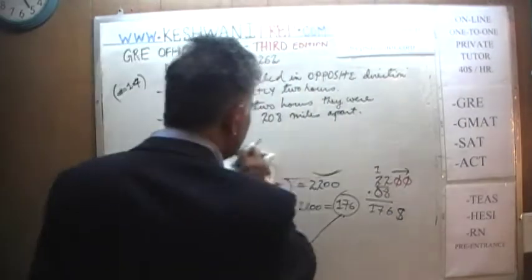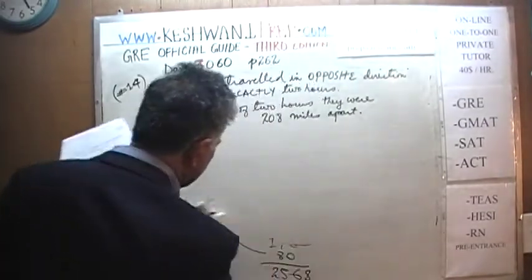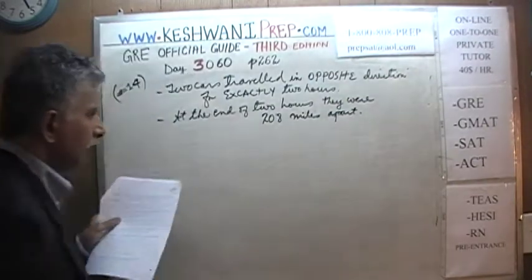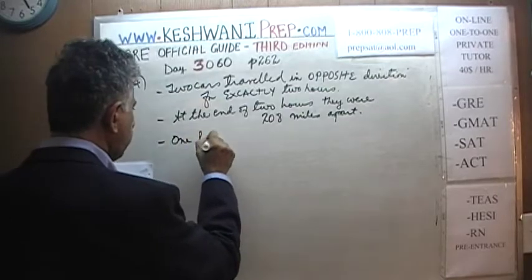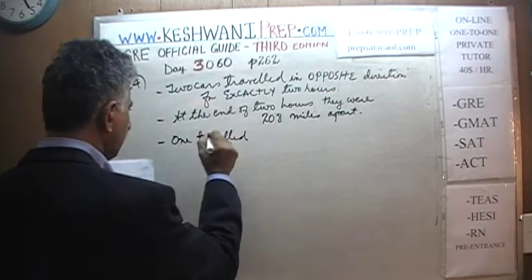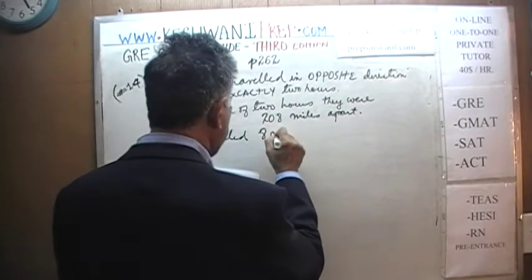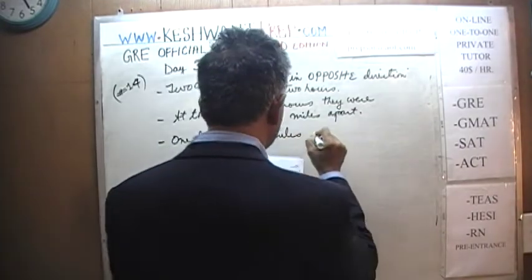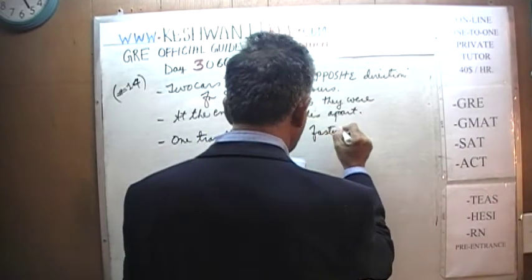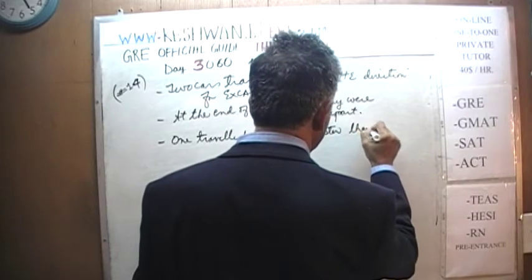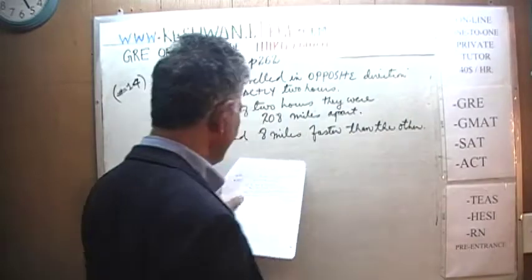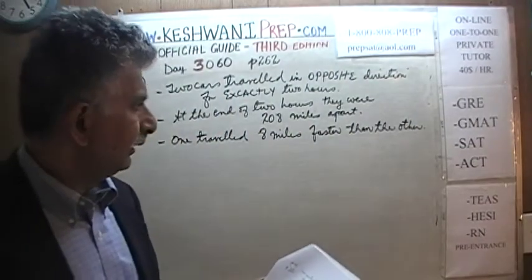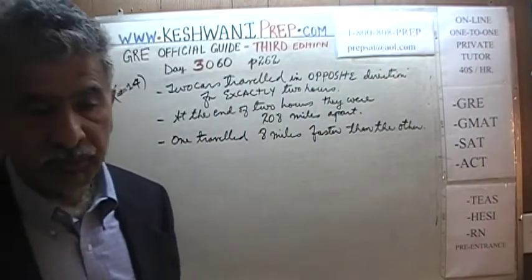We are also told that one car traveled eight miles faster than the other. The question simply is, what were their respective speeds?